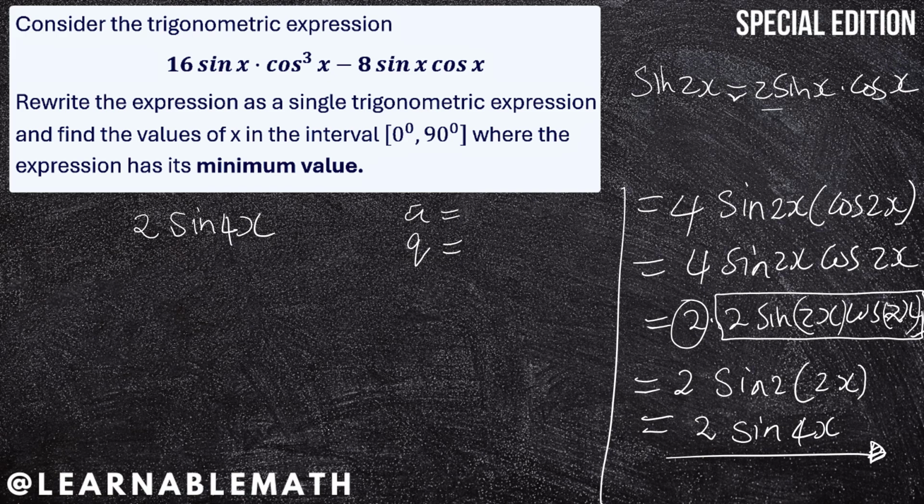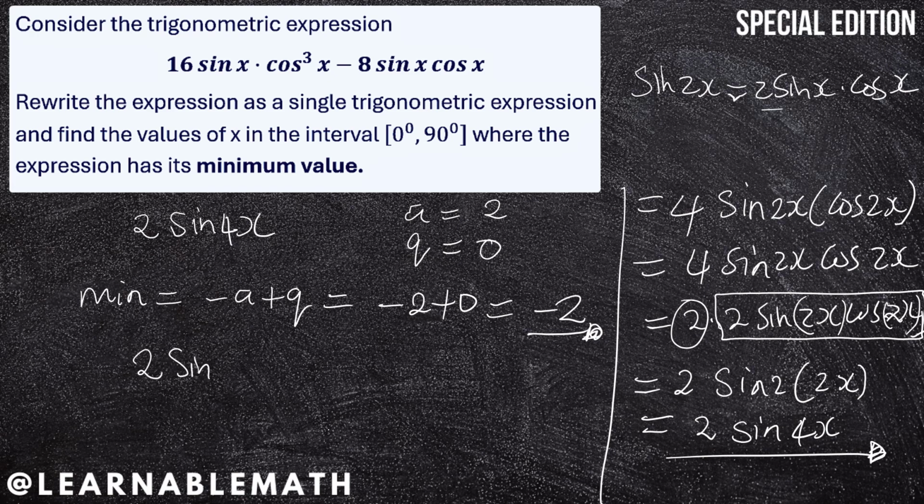So in this case our a, you can see anything multiplying your trigonometric expression, so that is 2, right? A is 2. Obviously you don't have the vertical shift there, so q is 0, right? So the minimum value will be minus amplitude plus q, which will be minus 2 plus 0. Obviously it has its minimum when it's equal to negative 2. Okay, so what we're gonna do, we're gonna say 2 sine 4x must be equal to negative 2. And we can now solve for those x values where this function is at its minimum.